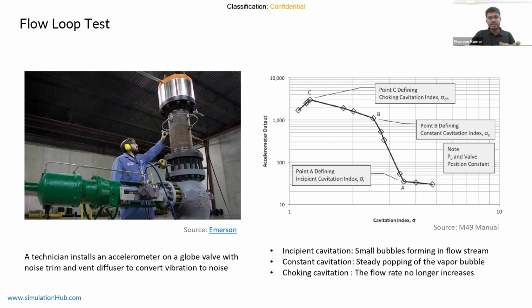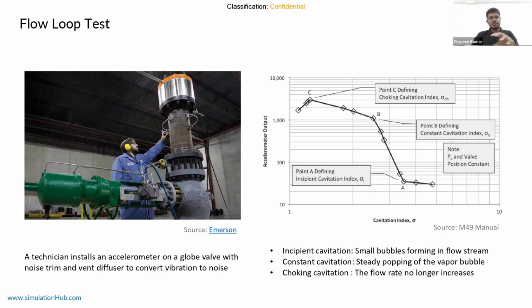And that region is called constant cavitation index. It has started. And the point C is choking cavitation, which we saw earlier. The flow rate will not increase beyond this point. So that is choking cavitation. Generally, what people do is take the incipient cavitation index. That will help you identify whether, for your operating conditions, the valve will be cavitating or not. So that can be identified using the incipient cavitation index.